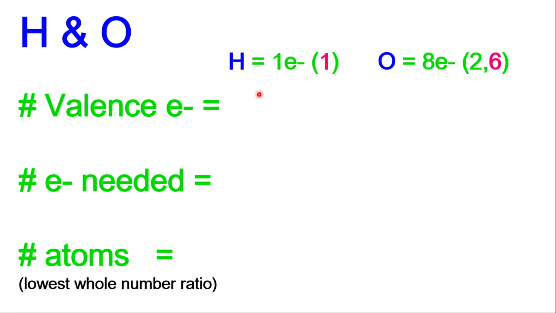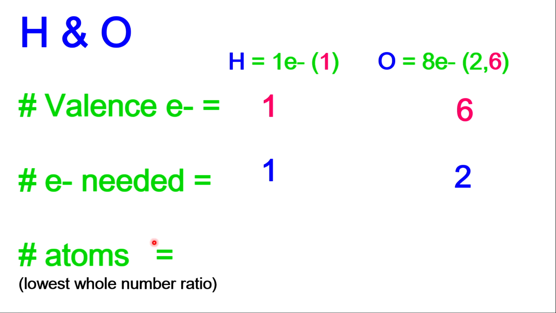Now let's put in our valence electrons: for hydrogen it is 1 and for oxygen it is 6. Remember that hydrogen can only take on 1 more electron because the first shell is also the last shell. So the number of electrons needed by hydrogen to create a full shell is 1. The number of electrons required by oxygen to complete that last shell, or to create that octet, is 2.